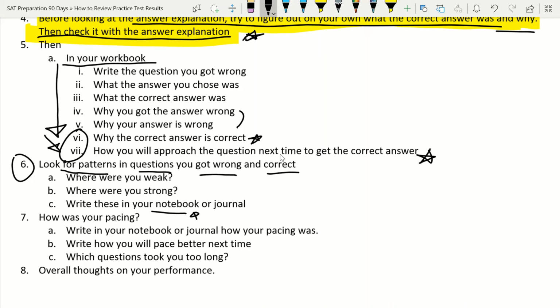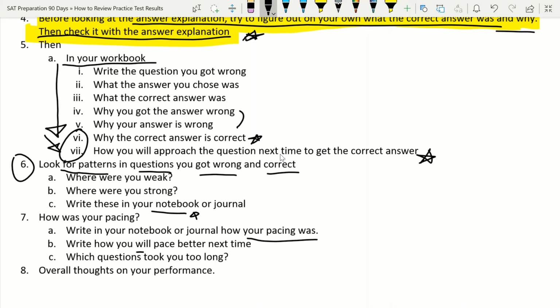So after that, you're going to go into how your pacing was. For each section, once again, writing in your notebook or your journal, just write how your pacing was. So was your pacing really good on a certain section or really bad on a certain section? Was your pacing really strong in the beginning but really bad in the end? Did you start off too slow, end too fast? You want to make sure that you write down how your pacing was, right?